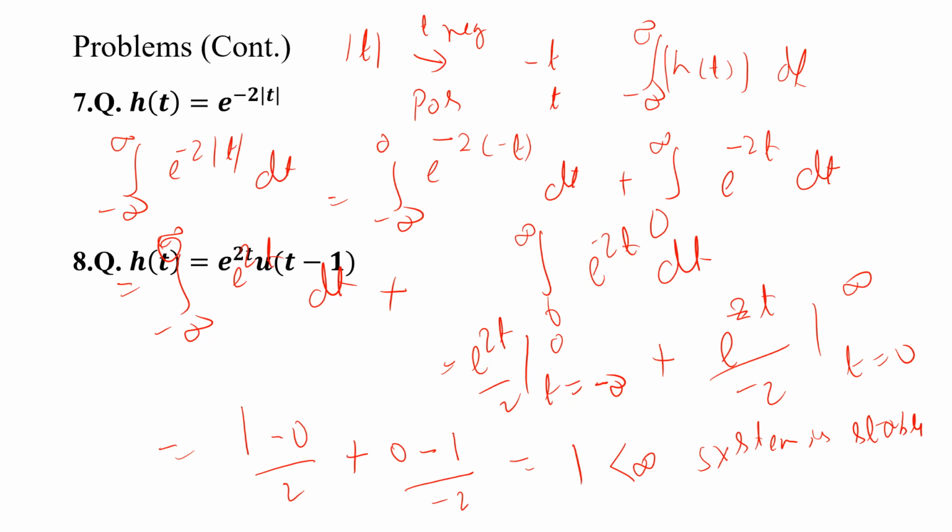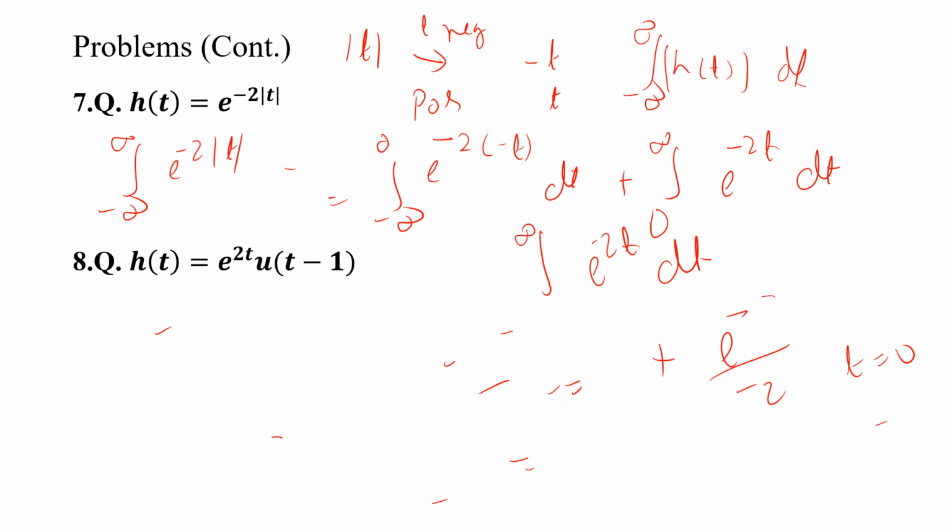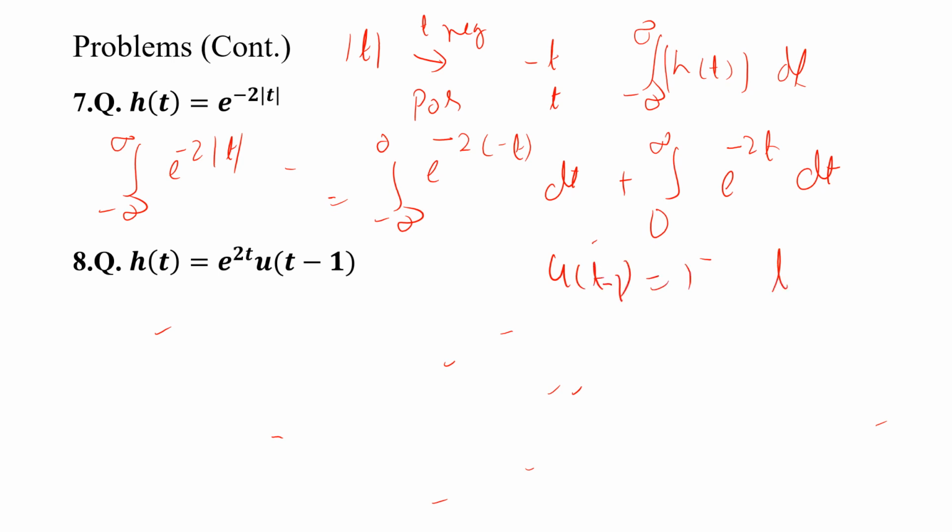So the last question is h of t is equal to e to the power 2t u of t minus 1. As I already said, u of t minus 1 is a unit right shift by 1. So u of t minus 1 is 1 for t greater than or equal to 1, and otherwise 0.